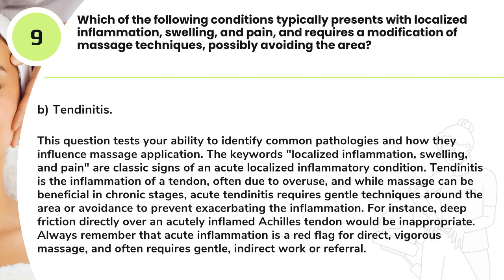The keywords localized inflammation, swelling, and pain are classic signs of an acute localized inflammatory condition. Tendinitis is the inflammation of a tendon, often due to overuse, and while massage can be beneficial in chronic stages, acute tendinitis requires gentle techniques around the area or avoidance to prevent exacerbating the inflammation. For instance, deep friction directly over an acutely inflamed Achilles tendon would be inappropriate.